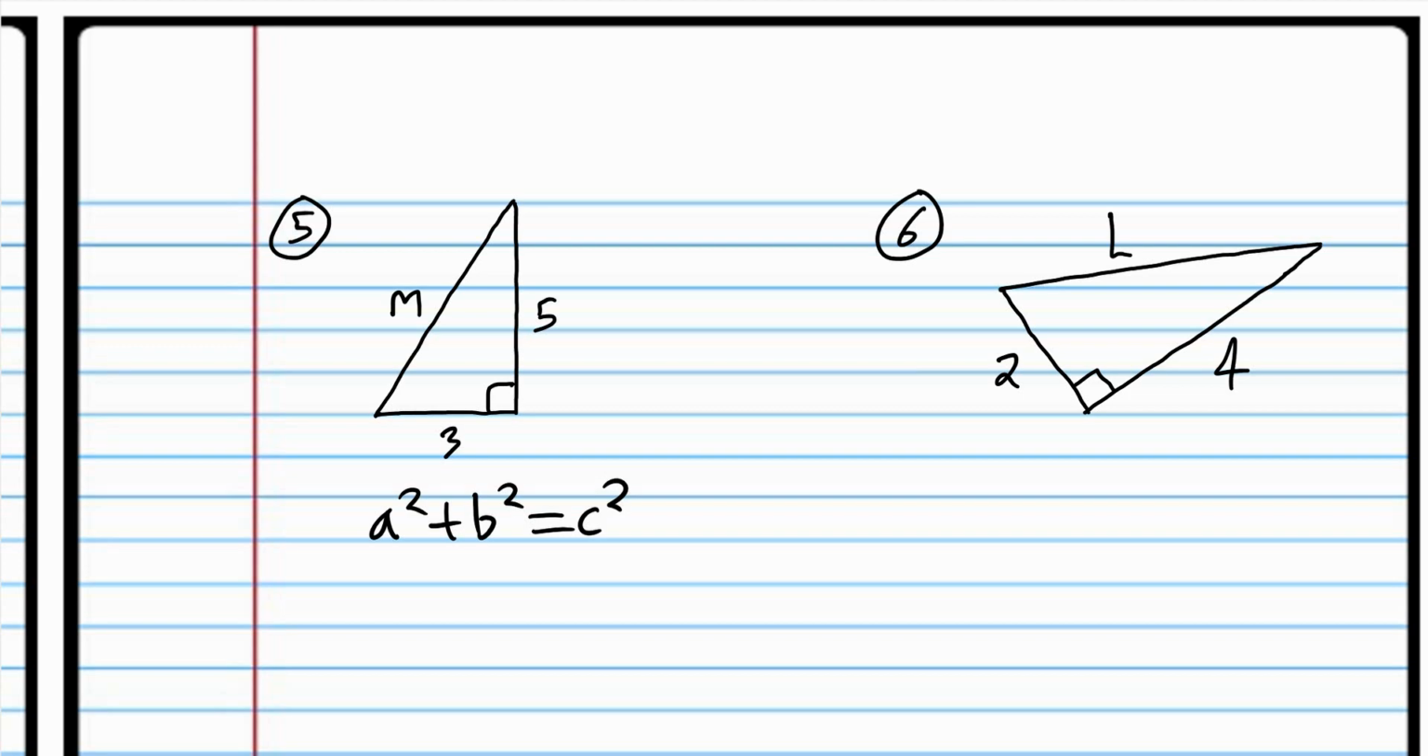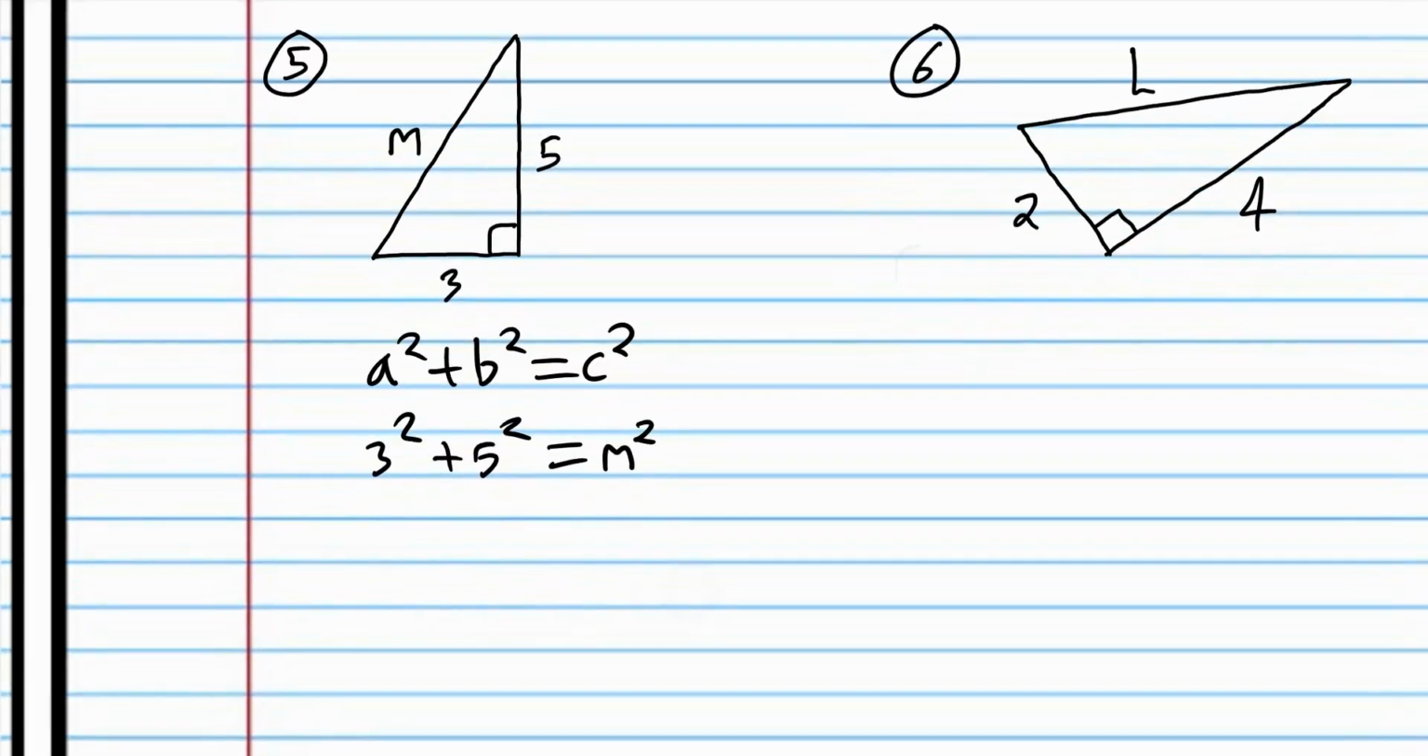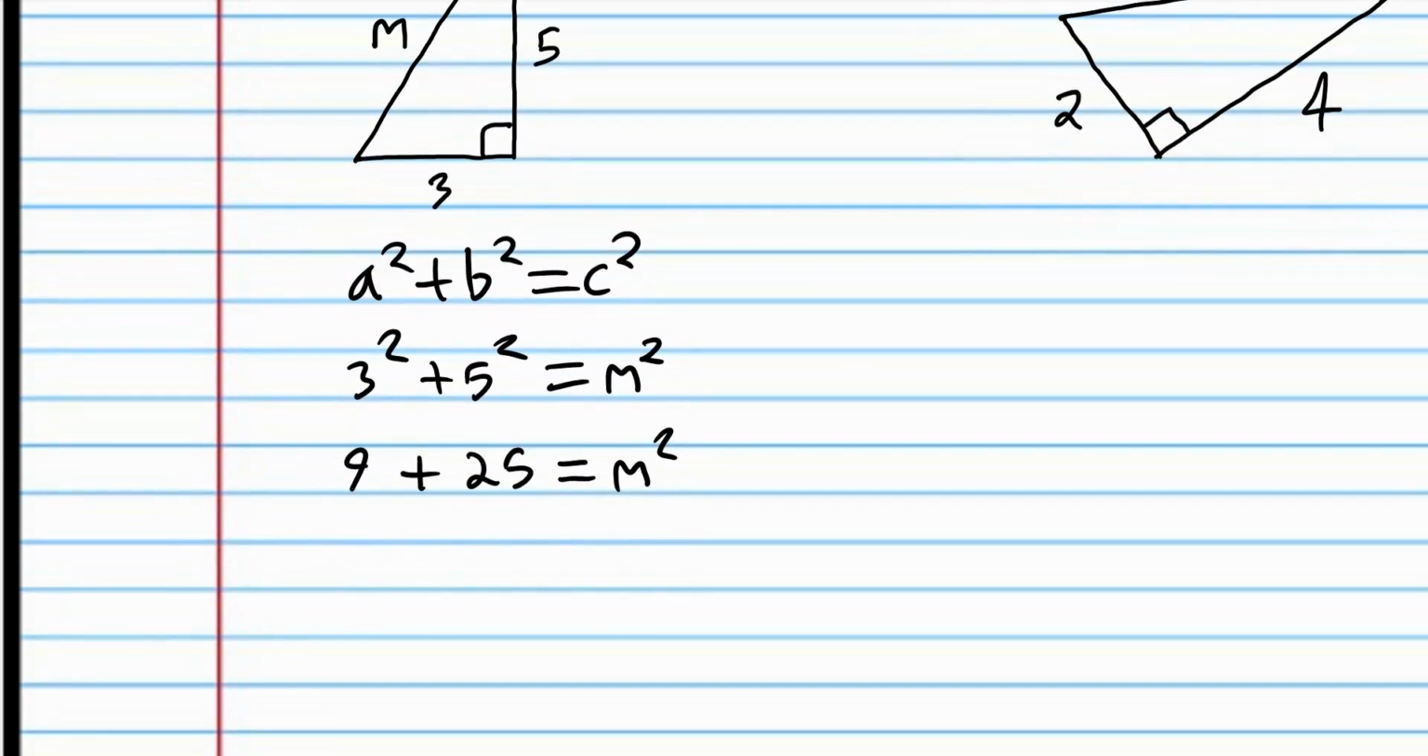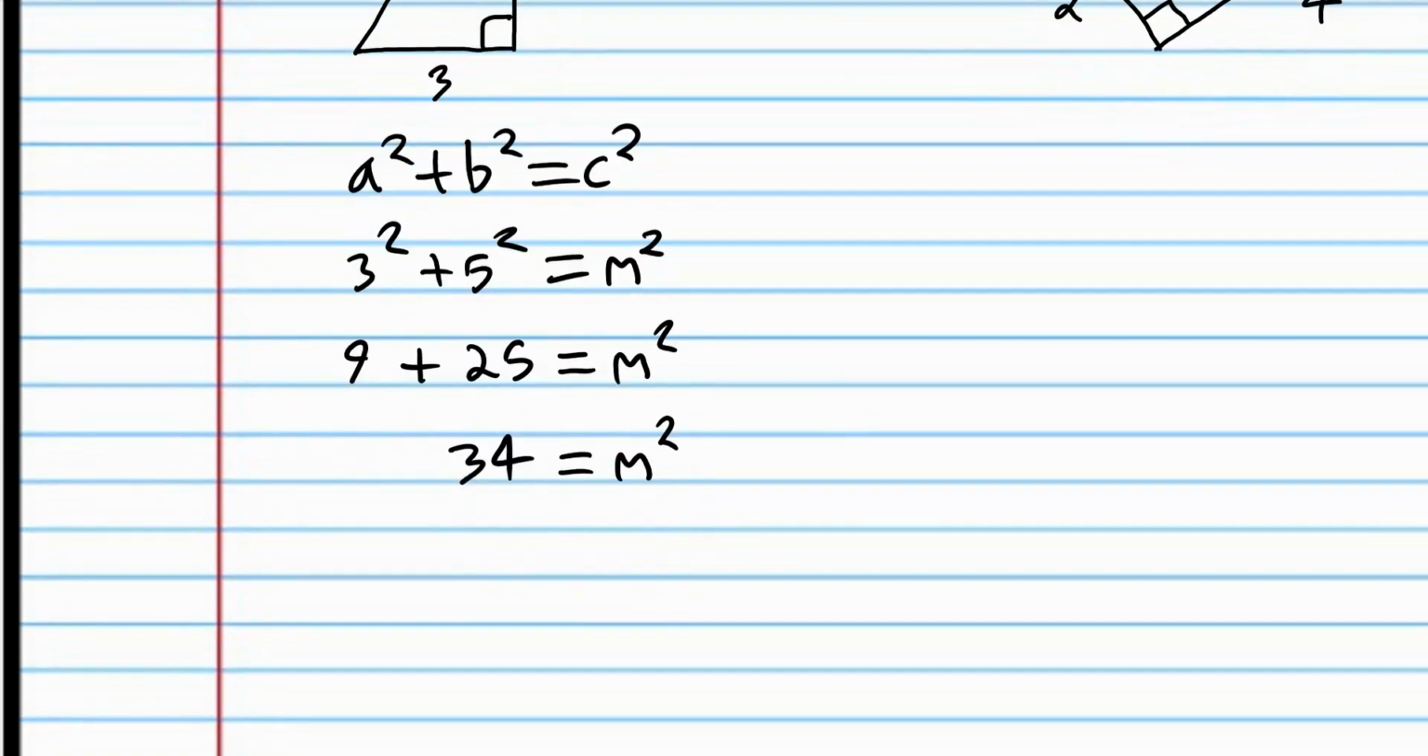All right, we're back. 3 squared plus 5 squared equals m squared. If you didn't plug it in that way, then you're not going to get the right answer. 3 times 3 is 9. 5 times 5 is 25. 9 plus 25 is 34. And we've solved for m squared, but we don't want m squared.